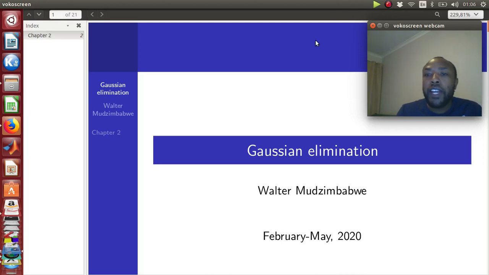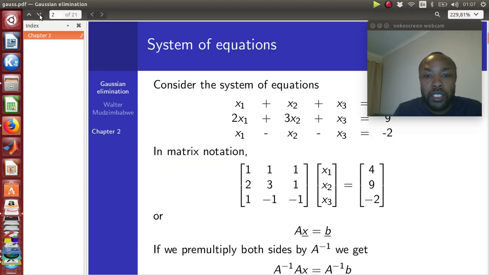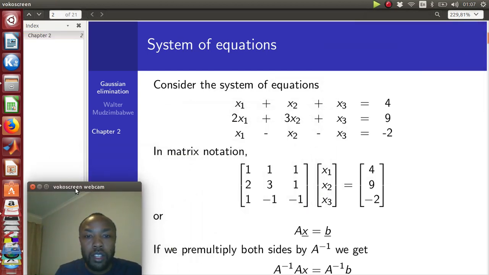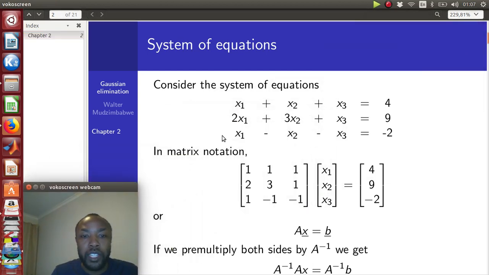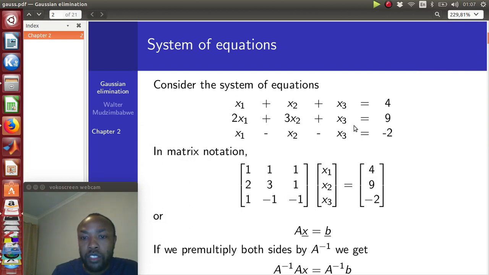Okay, finally we can begin to look at solving systems of equations. So we are going to see how the method called Gaussian elimination is used to solve systems. Okay, now let's consider the following system. So we have three equations and three unknowns. So we're going to solve for x1, x2, and x3 here.